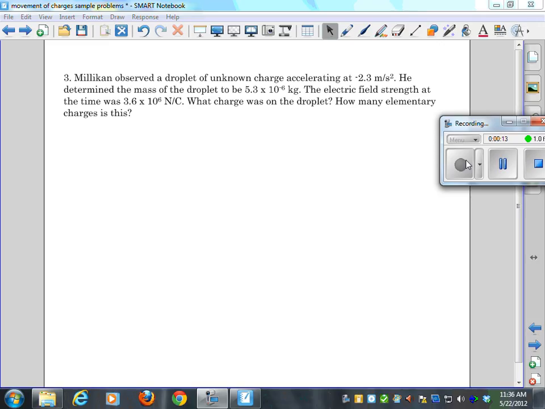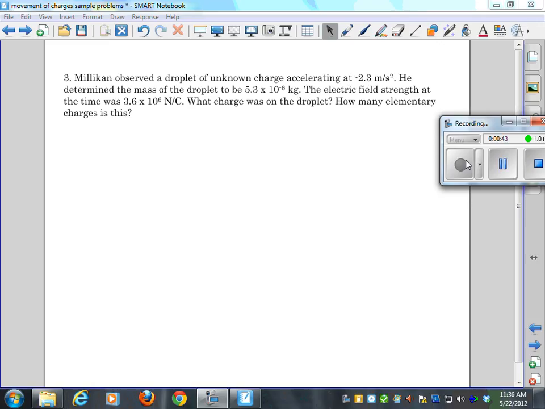Oil, yeah. What's the density of oil, Chris? Anyone? Density of oil? How much? 800, right. Right you are. 800 kilograms per cubic meter. The density of oil is 800 kilograms per cubic meter.